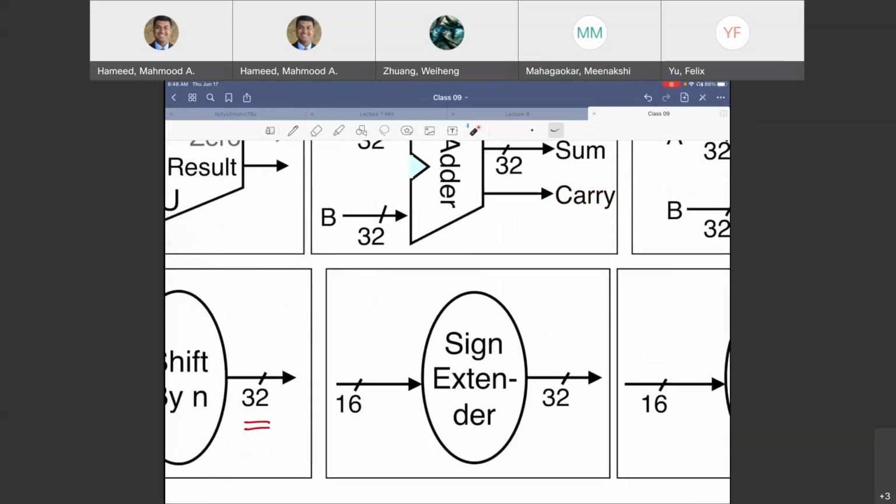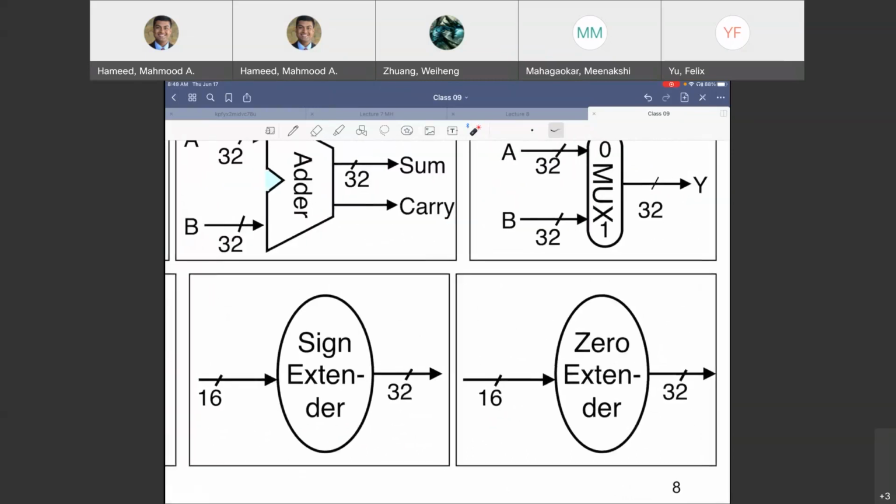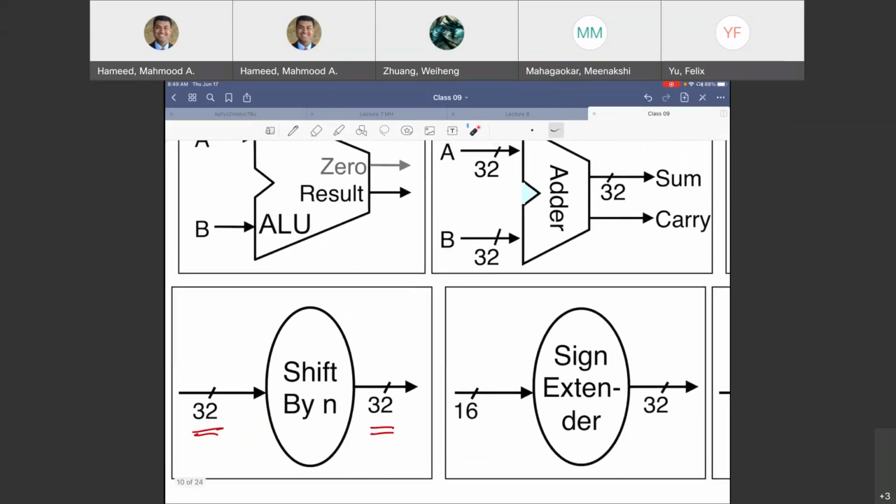But when you look at the sign extender, input is 16, output is 32, right? So 16 goes in, 32 comes out. For the zero extender, again, 16 goes in, 32 comes out. We know why we need zero extension, to support the ORI instruction or ANDI instruction. We need the zero extender. We understand why we need the sign extender: load word, store word, computing the target address.